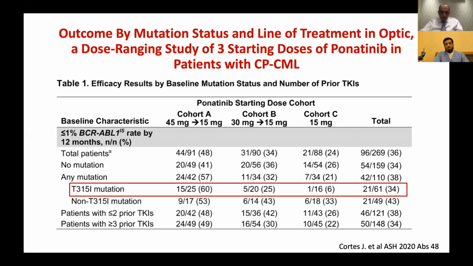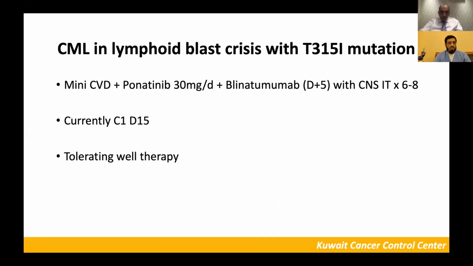So we were in a tough call about what to do: to give 45 and risk the cardiovascular complications, or to give it at 30 milligrams and hope for the best. And this patient was given, as I said, mini CVD with Blinatumomab along with Ponatinib at 30 milligrams per day. He's currently finishing his cycle 1 that started a few days ago, and he will probably do his day 21 bone marrow in 2 or 3 days from now. And he tolerated the treatment very well.